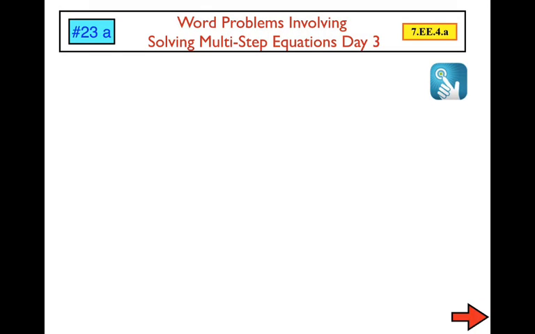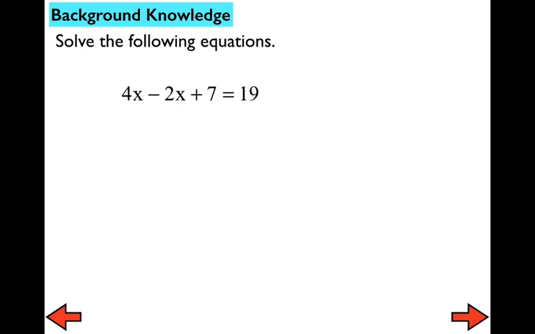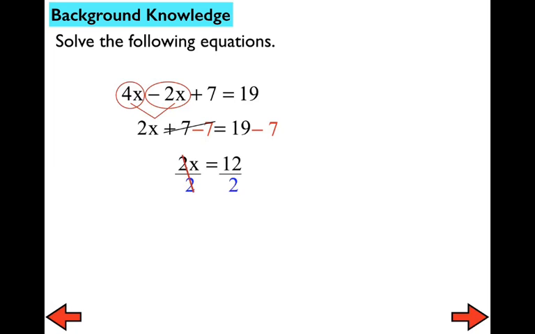Today's flipped lesson is lesson 23A, which is day number 3 of solving word problems that involve multi-step equations. All the objectives are the same as they've been the last few days. In order to solve word problems like this, we have to remember how to solve multi-step equations. In other words, the kind where we have to combine like terms, like in this sample.